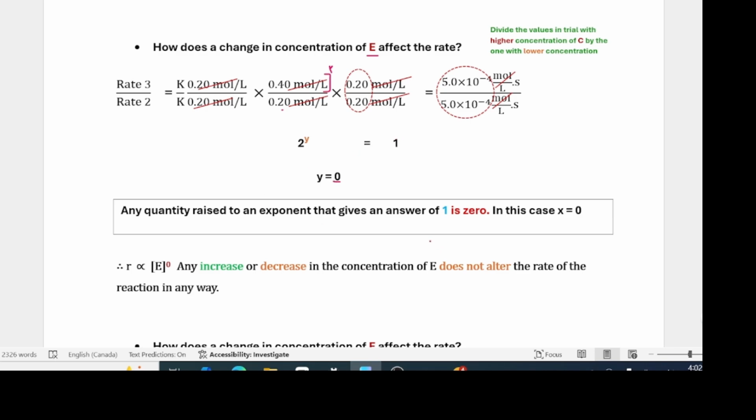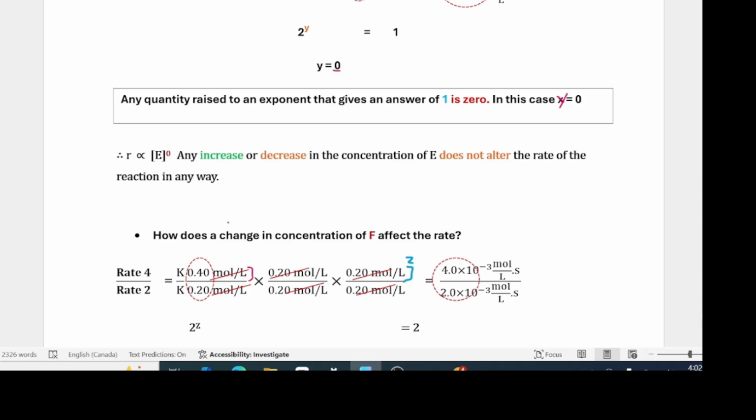Again, making this point for you to know, anything raised to some exponent that is equal to 1, the exponent must be equal to 0. So in this case, y is 0. Okay? So rate is proportional to E to an exponent 0. Any decrease or increase will not affect the rate of the reaction. You want to see how F affects the rate of the reaction.